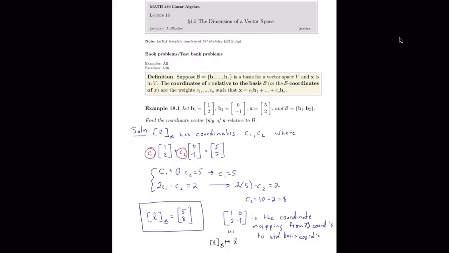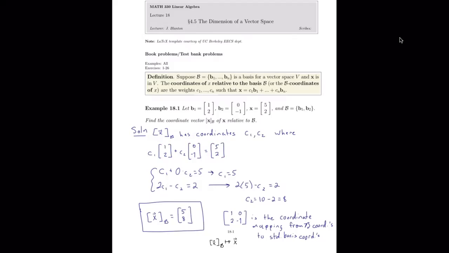If we look at what we're actually doing, this is really just this 2 by 2 matrix, putting these two columns together, times the vector C1, C2 equals 5, 2. That's an Ax equals b matrix equation. We write it down in that sense. I've left it as a linear system: C1 plus 0 times C2 equals 5. So we're trying to solve for C1 and C2 through this.